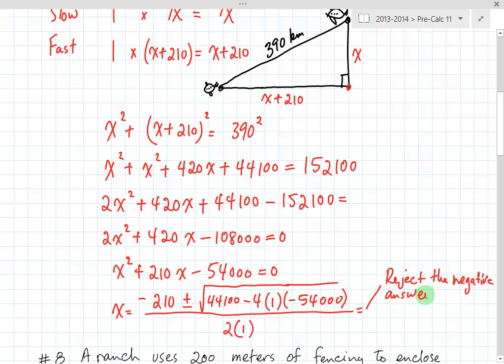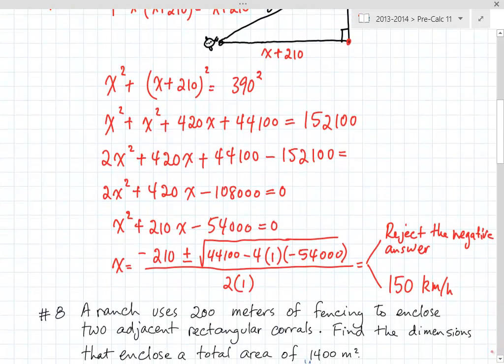Why am I rejecting the negative answer? Because speed is not negative, right? And the other one is 150 kilometers per hour, and that would be the speed of the slower plane. And if I were to find out what the speed of the faster plane is, what do I do to it? Add 210 to it, right?